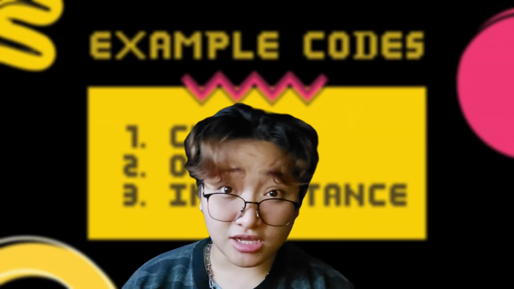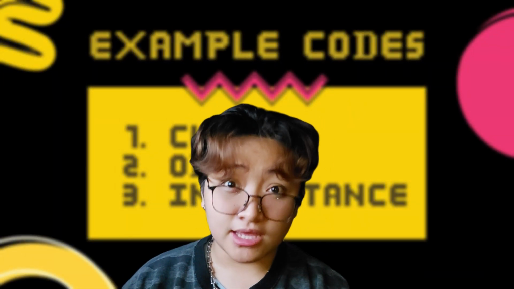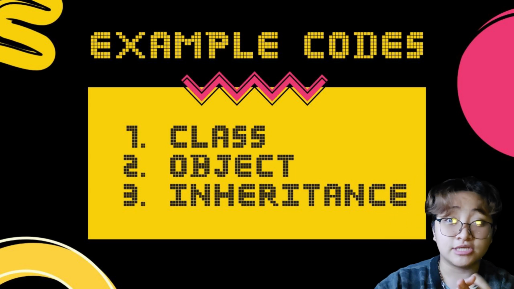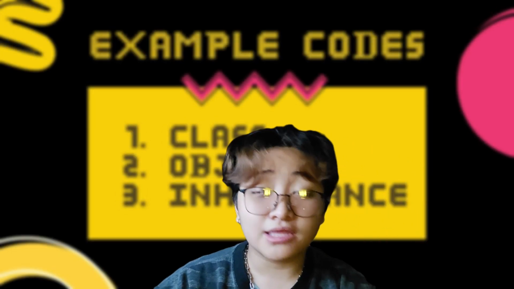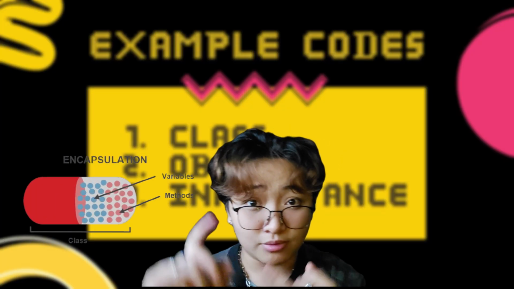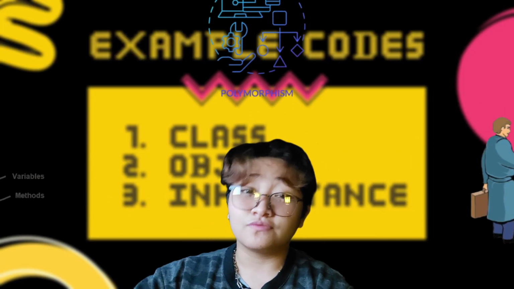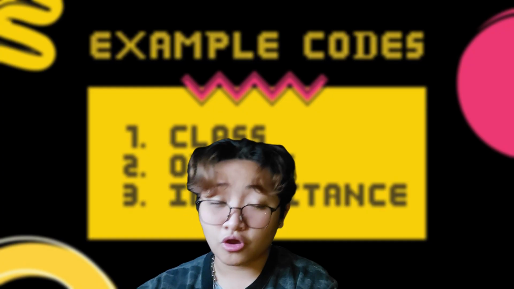Now let's move on to the basic concepts of object-oriented programming. We'll mainly focus on class, object, and inheritance. But keep in mind, there are others such as encapsulation, polymorphism, and abstraction. So first, let's start with the example code of class.